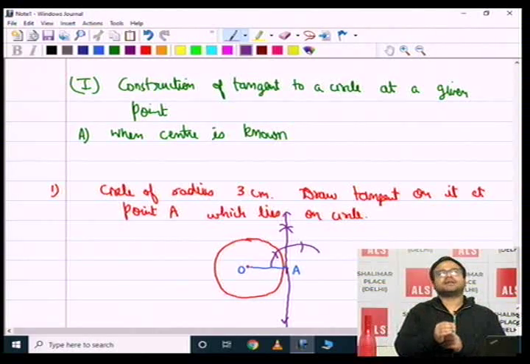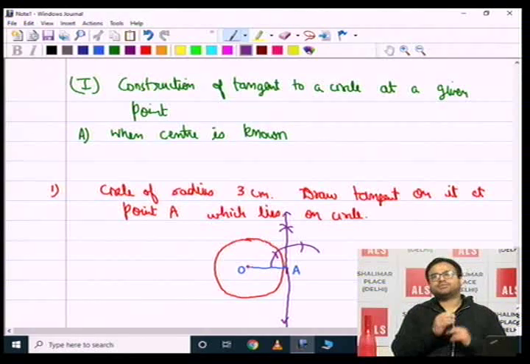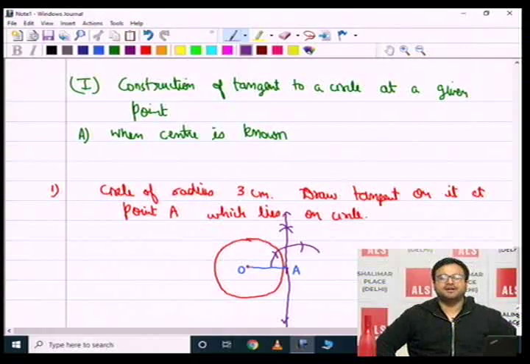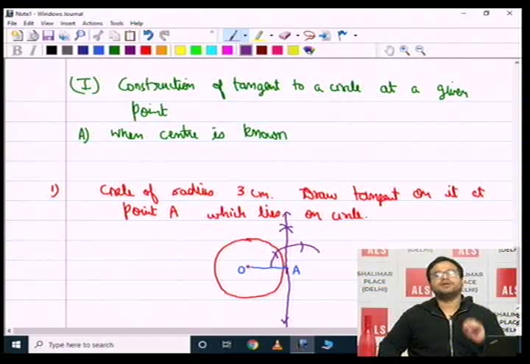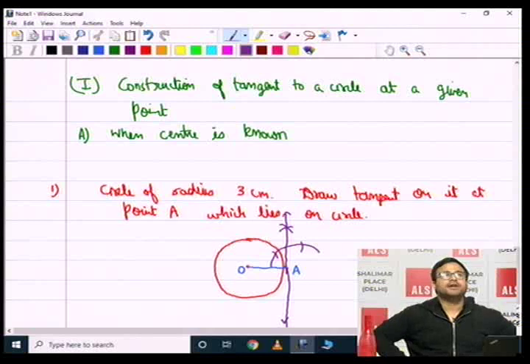Actually, this alternate segment theorem directly they will not ask because it is not mentioned in the syllabus, but the way in which we are drawing the tangent in the second case, we will use that theorem, and this is helpful in solving competitive examination questions because it is a very important aspect of geometry. Directly they will not ask to state and prove the alternate segment theorem, but it is useful in solving questions on geometry, and we will use that concept in the next part of this construction when the center is not known.